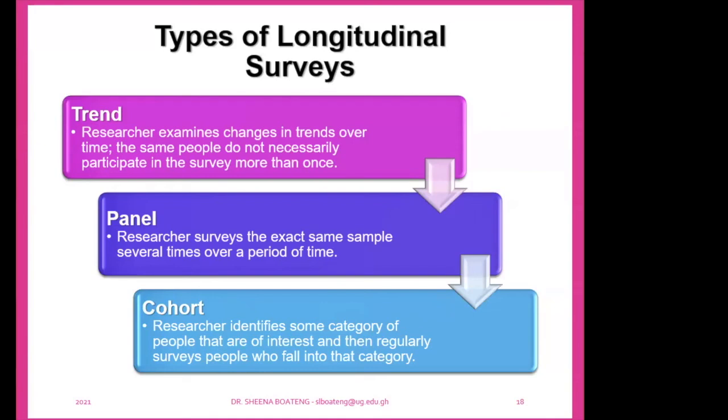So for the trend, you are interviewing the same kind of people in terms of characteristics, but not the same group of people that you interviewed the first time. But with panel, it is the same group of people you interviewed the first time. You keep interviewing them over and over again over the years, right? And the third type we can talk about is the cohort, which identifies some category of people that are of interest. And then we regularly survey people who fall into that category. And here, the key word is cohort.